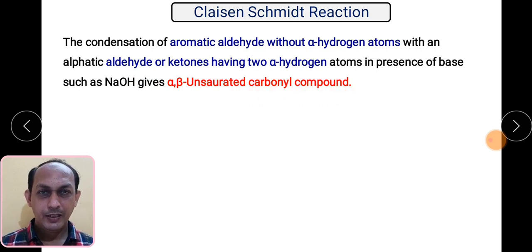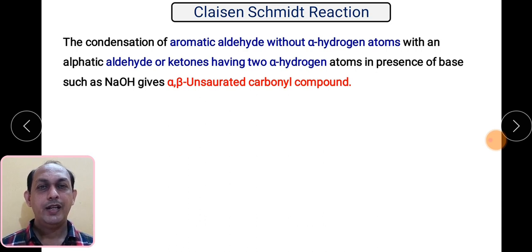So what is basically this particular reaction? First understand. There are two molecules of aldehyde and ketones which take part. First is the aldehyde which does not have alpha hydrogen atom. Which are the aldehydes which do not have alpha hydrogen? Benzaldehyde, formaldehyde, these are the examples. With another aldehyde or ketone which contains alpha hydrogen atoms, at least two alpha hydrogen atoms. Which are those? Acetaldehyde, acetophenone, these are the examples.